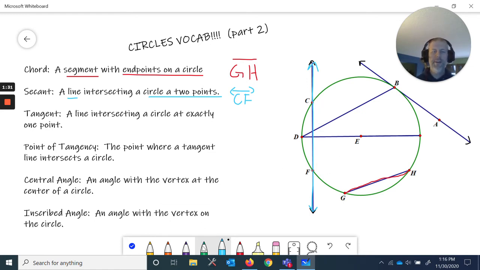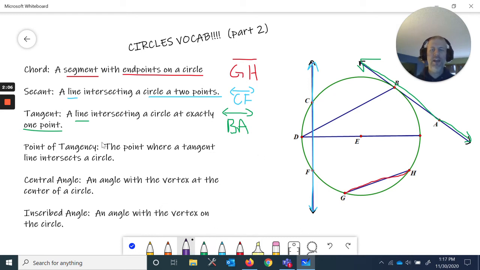All right. Next term is a tangent. A tangent is a line, so we know going forever in both directions, and it intersects at exactly 1 point. So the difference between secant and tangent, secant intersects at 2 points, tangent intersects at 1 point. So our tangent line example here is this line right here that intersects at point B. So that would be line BA, with arrows because we're talking about a line going forever in both directions. That's my tangent line. It touches exactly 1 point, point B.